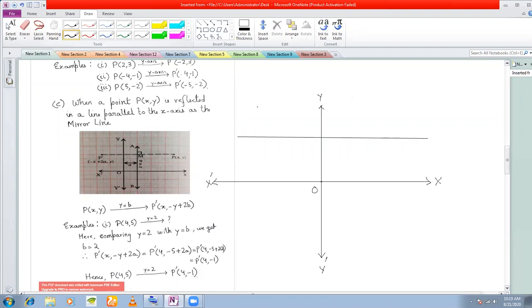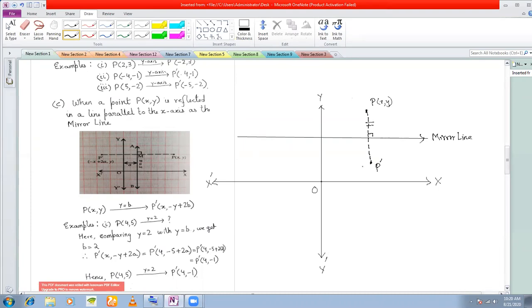And say I want to reflect a point, say P here, (x, y), where the mirror line is parallel to the x-axis. So this is my mirror line. It's parallel to the x-axis. Okay. So what I do here is I draw a perpendicular on this line and I measure this distance. And then again I extend this line to get the image of P, P dashed.